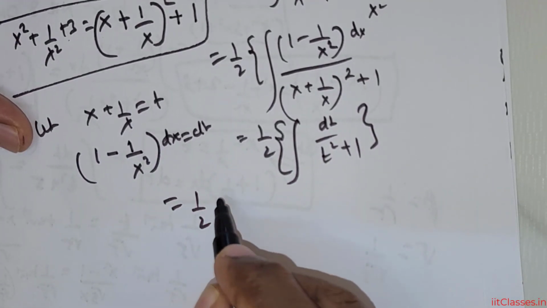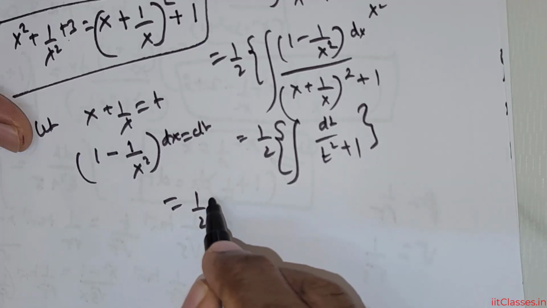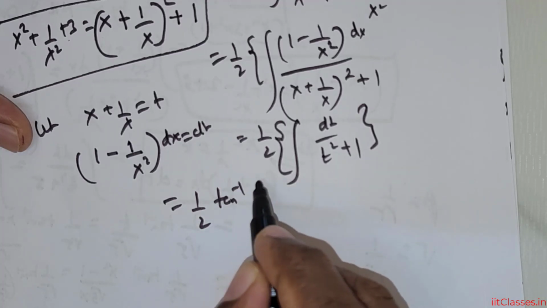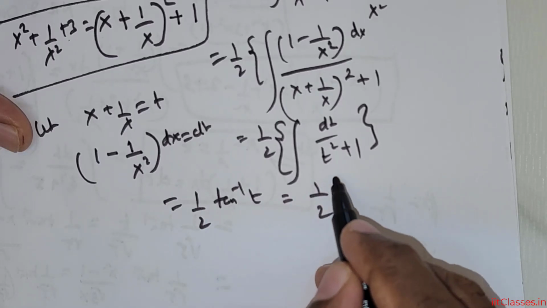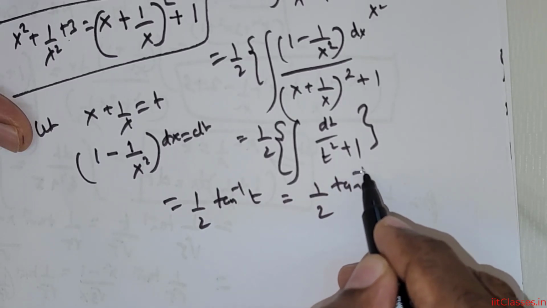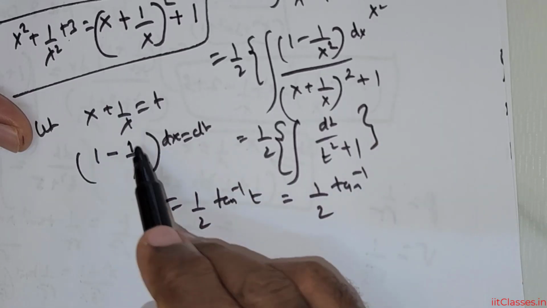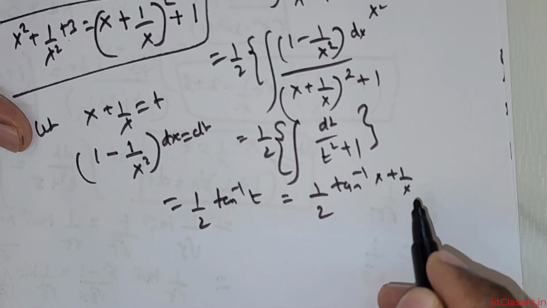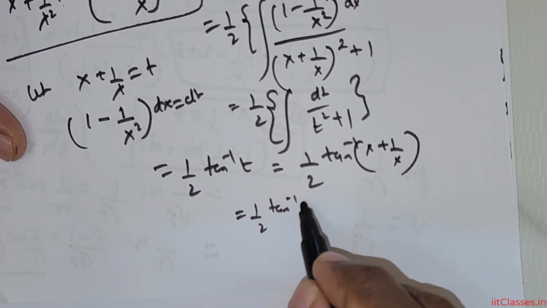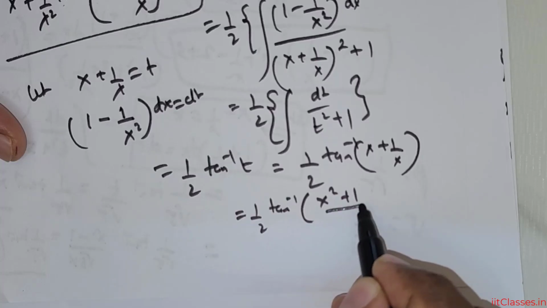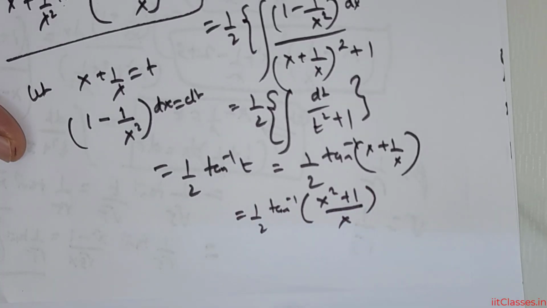Now this upon integration would give me 1 over a, that's 1 there, tan inverse of t. Now this can be further rewritten as half times tan inverse of x + 1/x. Now you take the LCM, you get tan inverse of (x² + 1) divided by x. So this is what you've got. Now let me go to the next page.